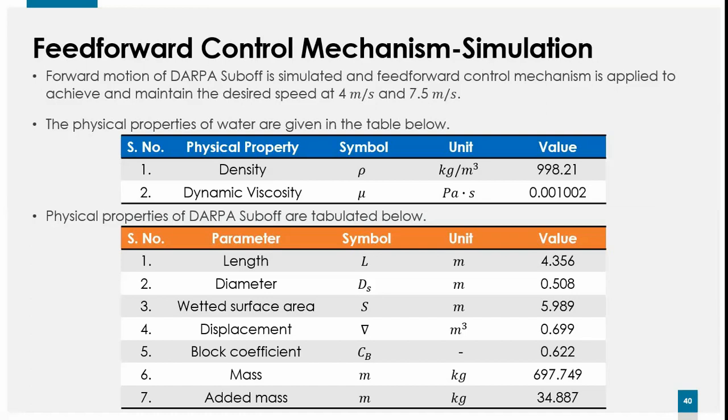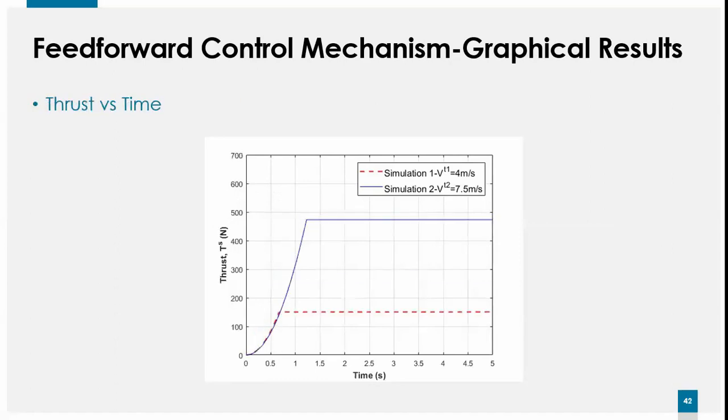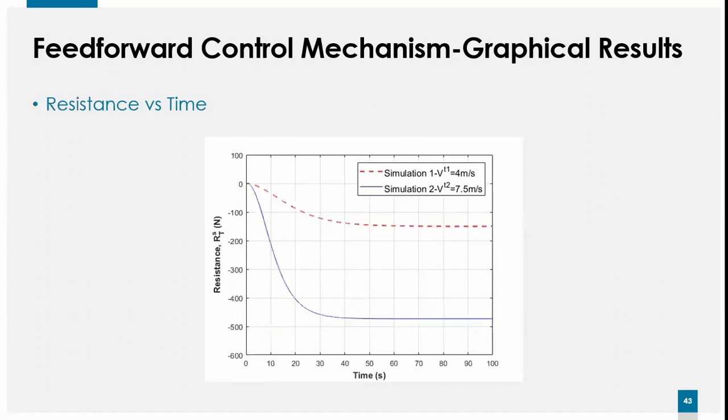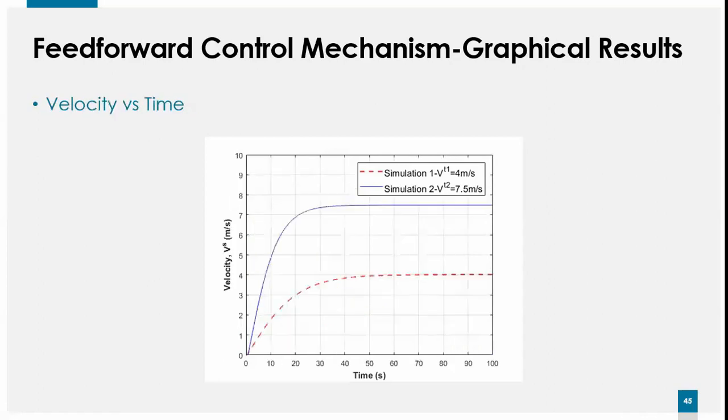The results obtained from the simulation are presented in graphical form. They are the rotation rate versus time graph, thrust versus time graph, resistance versus time graph, resistance plus thrust versus time graph, and velocity versus time graph. Here we shall only discuss the velocity versus time graph.